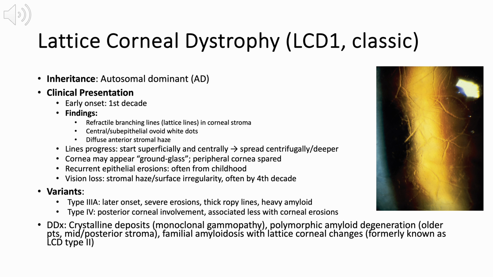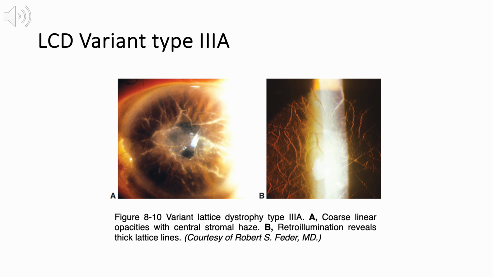The differential diagnosis includes crystalline deposits from monoclonal gammopathy, polymorphic amyloid degeneration in older patients, and familial amyloidosis with lattice corneal changes, previously referred to as lattice type 2.